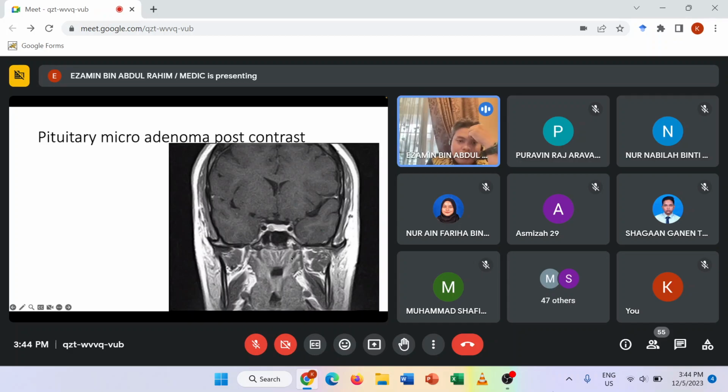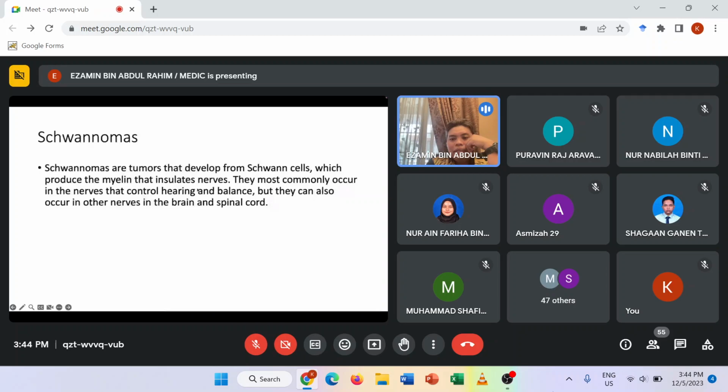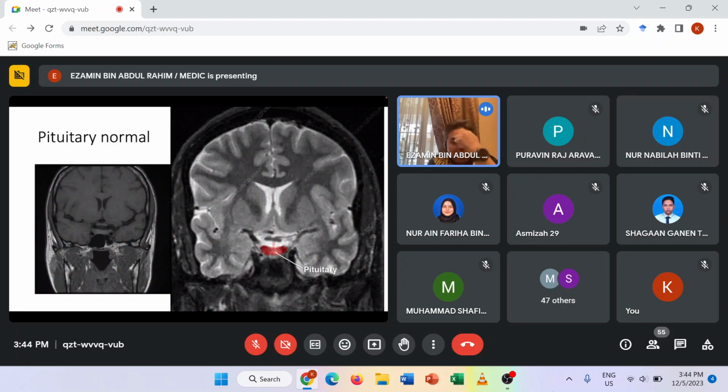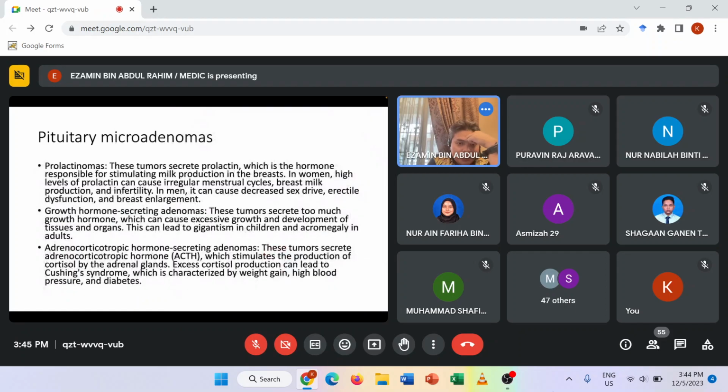Okay. And then schwannoma, from Schwann cells that produce myelin that insulates nerves. Like this. The most popular one is usually acoustic neuroma. Okay. This one is a benign tumor. It's not like the others. This one is also benign, I forgot to tell you guys. I have rarely, so far never, seen a malignant pituitary tumor so far.